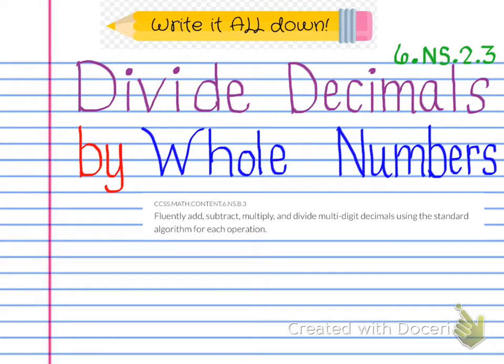We are going to be looking at dividing decimals by whole numbers today, and this falls underneath that 6.NS.2.3 standard. That's just saying that we're going to learn to fluently add, subtract, multiply, and divide using multi-digit decimals. It looks like we're almost finished with this standard, so let's go ahead and get started.